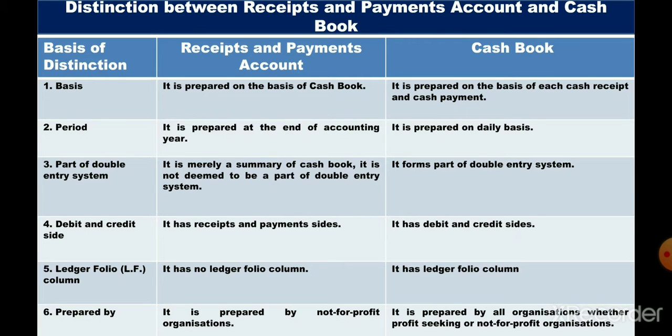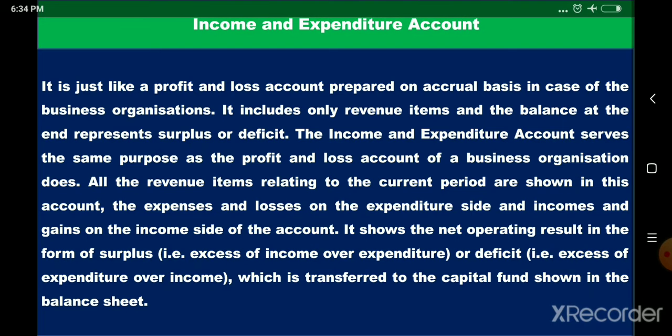Last difference is receipts and payment account is prepared by not for profit organizations, whereas cash book is prepared by all organizations, whether profit seeking or not for profit organization. So this is the main difference between receipts and payment account and cash book.